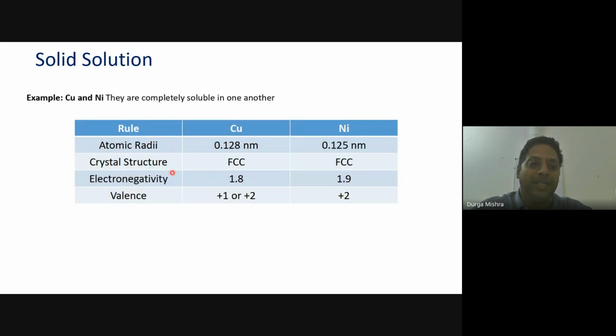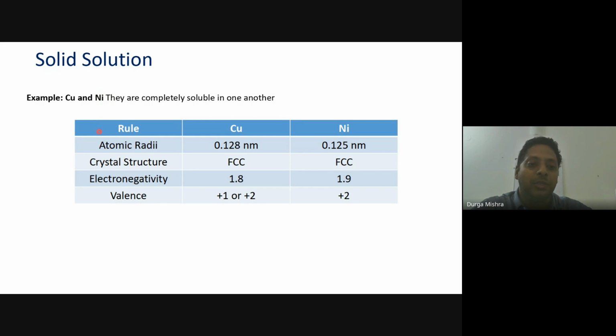So here is an example of this. Copper and nickel, a very good example. Nickel, you can completely dissolve in copper. You can make it soluble completely, so there is no distinction. Although copper and nickel are completely different atoms, when you form a solid solution, this nickel easily substitutes the copper atoms.